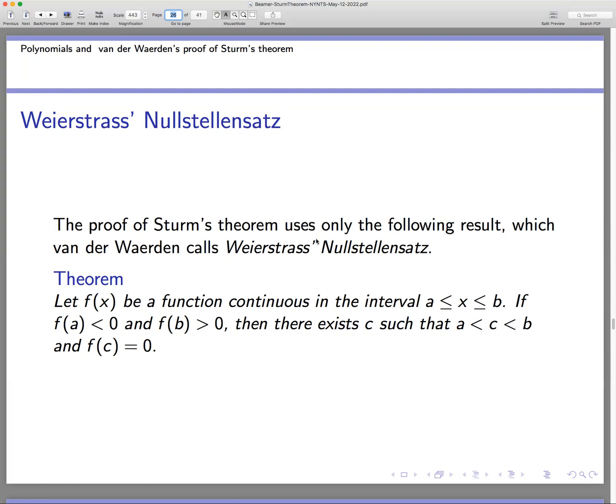So there's something which I think we call Rolle's theorem, but van der Waerden calls Weierstrass's Nullstellensatz. And it simply says that if you have a function that's continuous between A and B, and if f of A is negative and f of B is positive, then there's a C between A and B where f of C is 0. And what's usually used is the converse of that, which is if you have a continuous function defined on an interval, and the function is never 0, then the function is either always positive or always negative. It never changes sign on the interval. So that is really the useful fact.